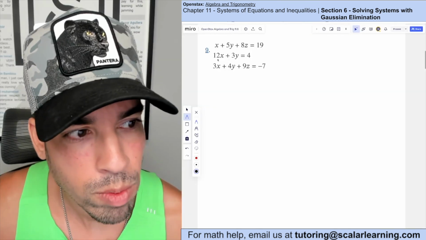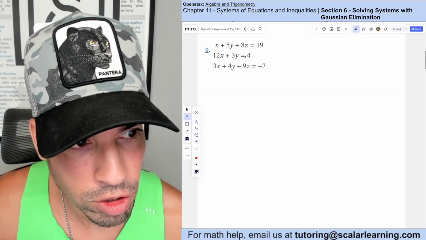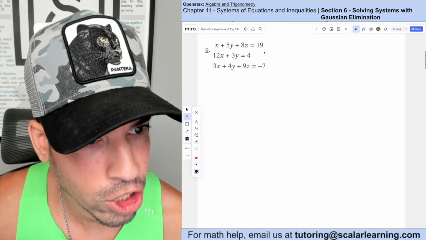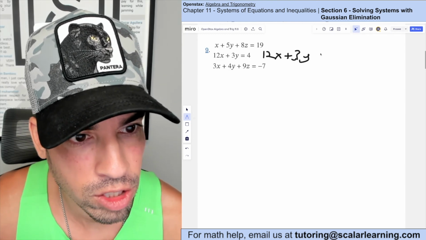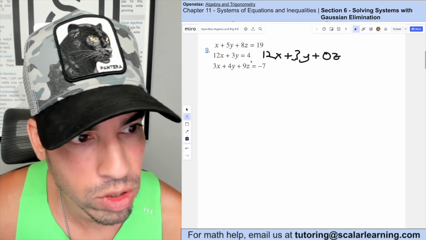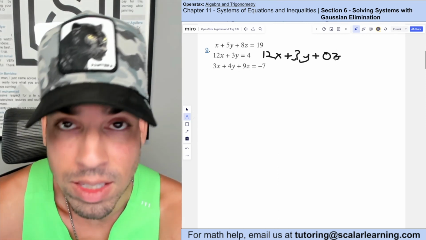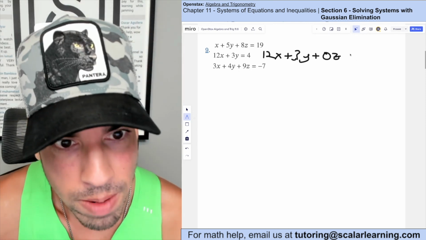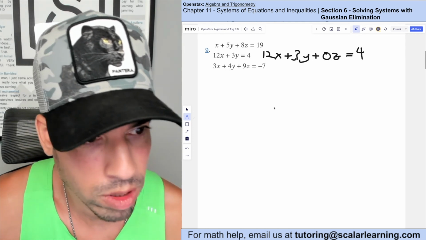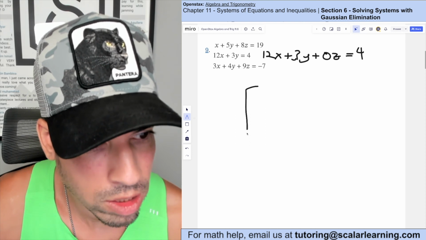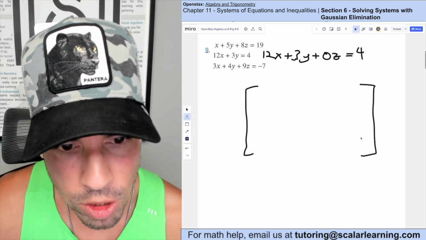Done. So before we start this one, the only thing I'm going to add in here, see how it says equals 4? I'm going to just change it to 12x plus 3y plus 0z. Just remember that there's a 0 there for that z spot, because technically it's an invisible 0z, right? Equals 4. Now we have a coefficient designated for each one of the variables. Okay, now let's put this into augmented matrix form.